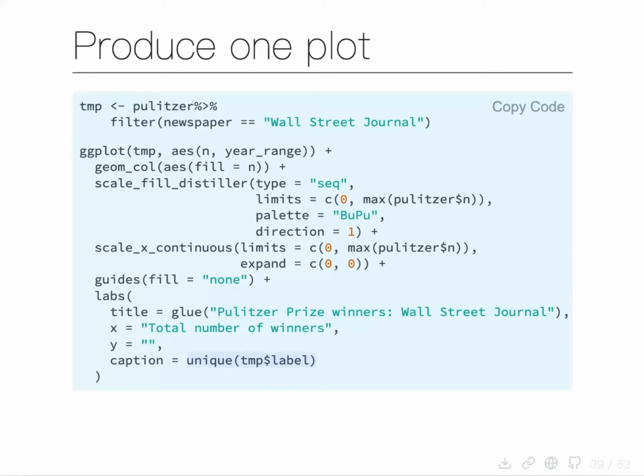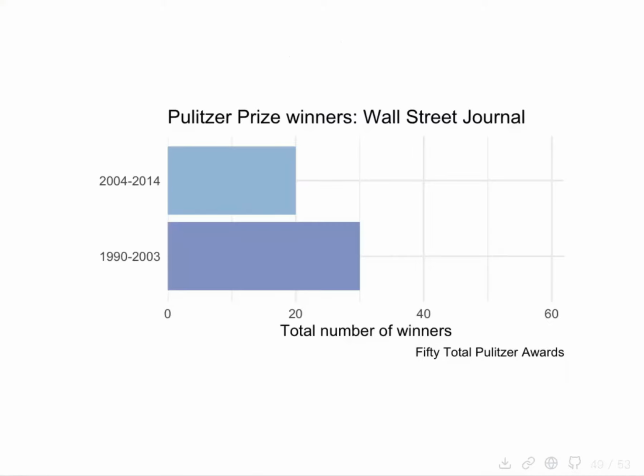So you can go ahead and just copy this code if you want. And then when you run it, it will look like this. Okay, so we have Pulitzer Prize winners, Wall Street Journal. Here's the 2 years. And then we have 50 total Pulitzer awards.